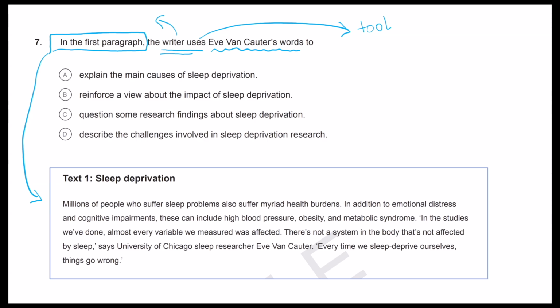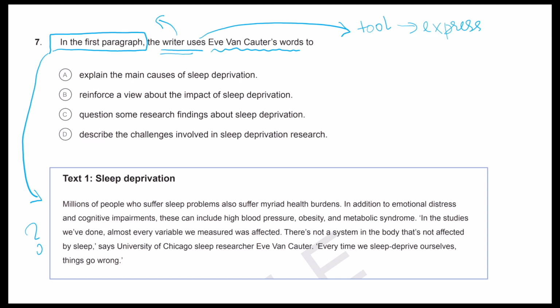The writer is the one who's written the article. Now, in the writer's article, he uses this person Eve Van Cotter's words too. So the words are used as a tool, probably to express something. Now, we need to find out from paragraph 1 what is expressed by the writer using Eve Van Cotter's words.